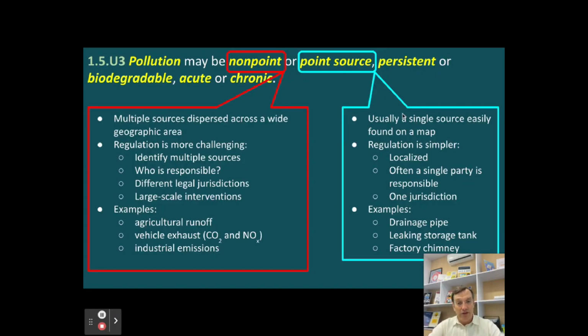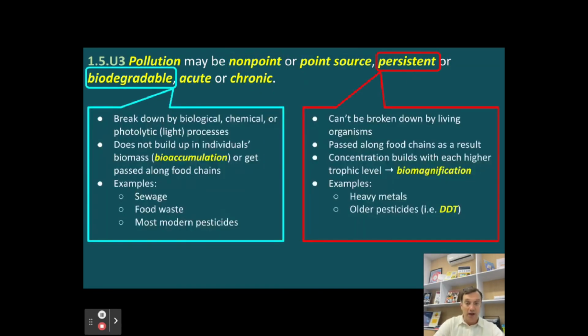Right? The point source pollutants, again, usually come from a single source where you can find it on a map. Its regulation or control is relatively simpler because you can point directly to the source. This particular storage facility has a bunch of leaking barrels in it. It's pretty easy to go in and fix that problem because you know exactly where the leak is coming from.